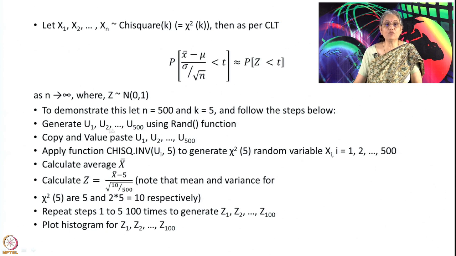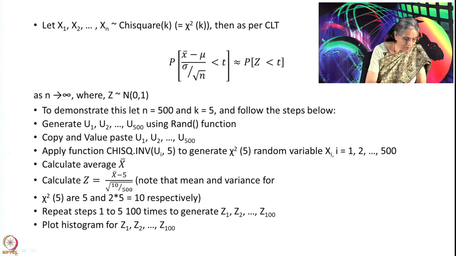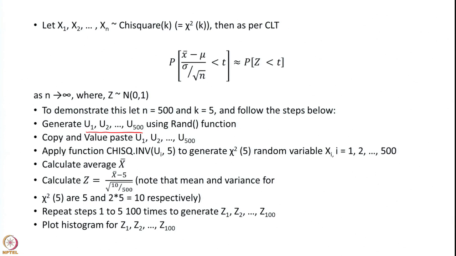We first generate uniform random variables using the rand function, 500 of them. Then we copy the values and paste them as values here, because with every operation on the Excel sheet, these numbers tend to change if you do not continue with the function. So, we will copy and paste as values. Then we apply the chi square inverse function.